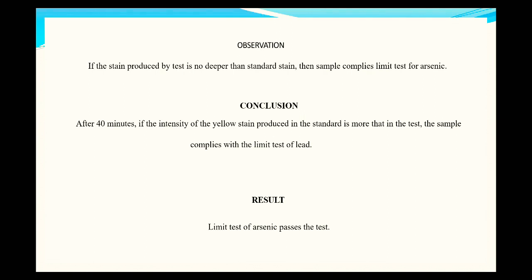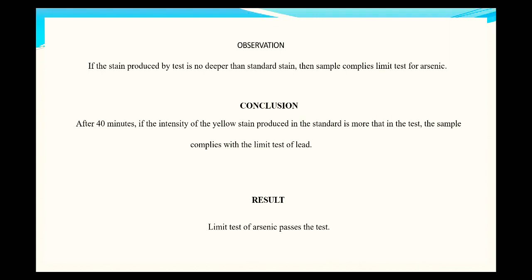Next, we'll see observation, conclusion and result. If the stain produced by the test is no deeper than the standard stain, then the sample complies with the limit test for arsenic as per the pharmacopoeia. If the stain produced by the test is no deeper than the standard, that means we need to do it very carefully. Next, conclusion. After 40 minutes, if the intensity of yellow stain produced in the standard is more than that in the test, the sample complies with the limit test. And last, result: the sample passes the limit test of arsenic.